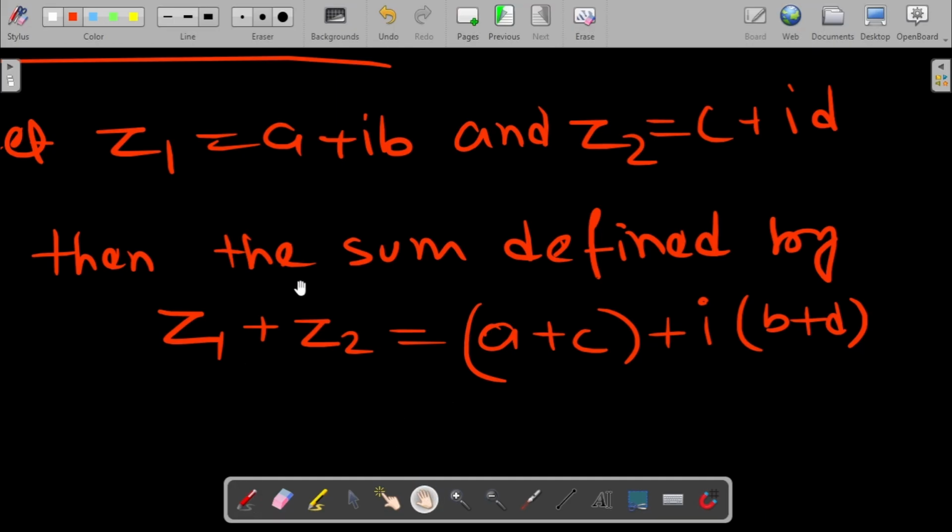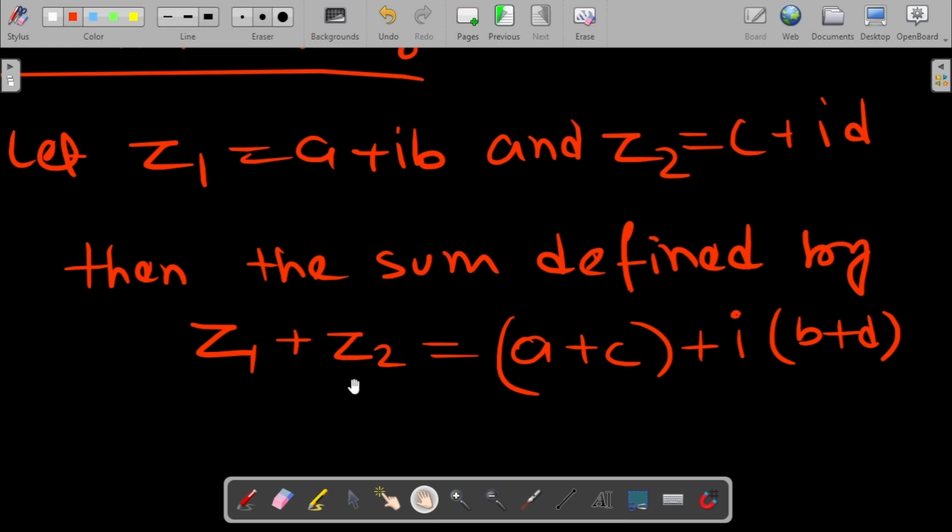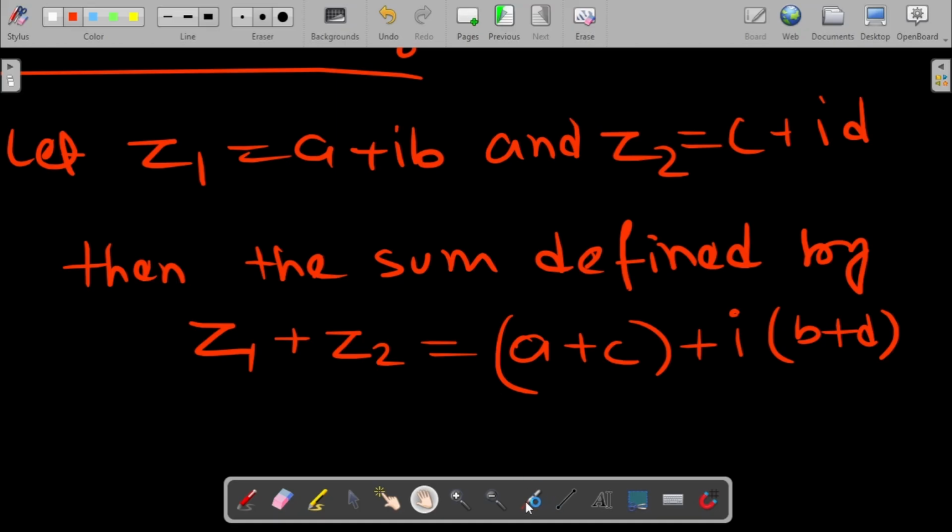So if Z1 and Z2 are any two complex numbers, then the sum Z1 plus Z2 is equal to what? The sum of the real parts. Here the real part in the first complex number is a, and in the second complex number the real part is c. So we add the real parts, a plus c, and we add the imaginary parts, b plus d.